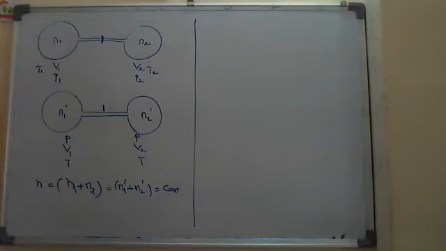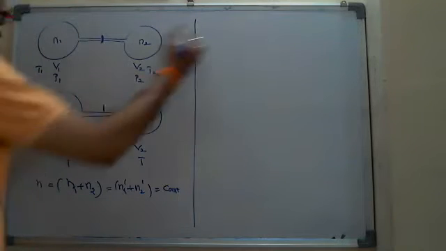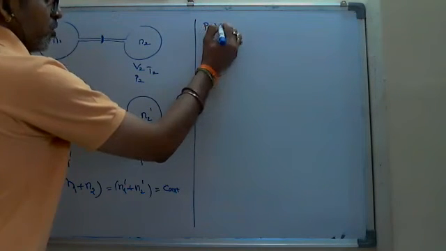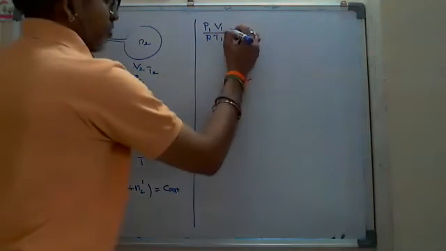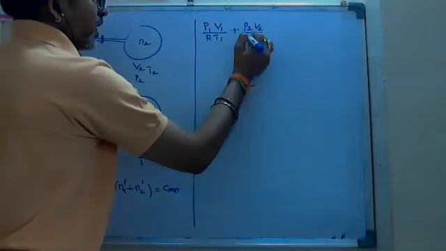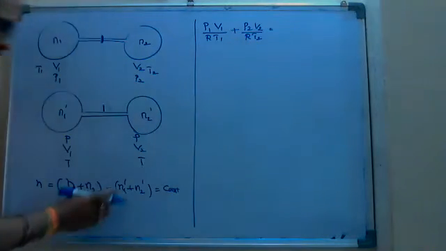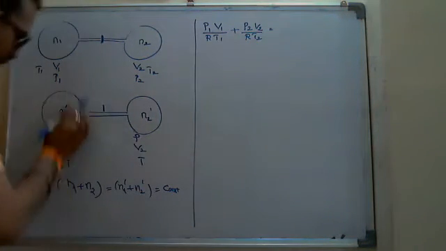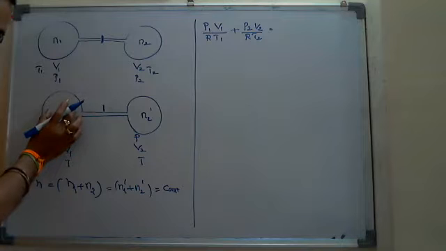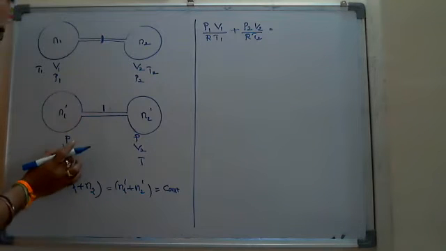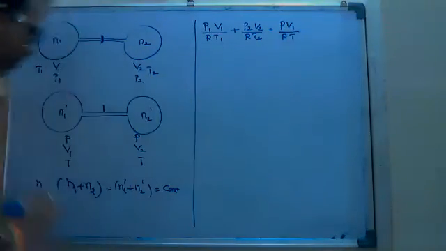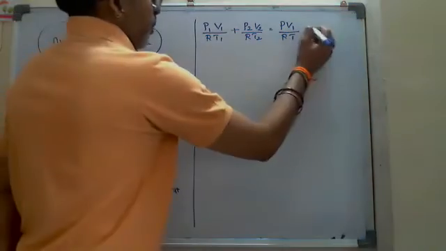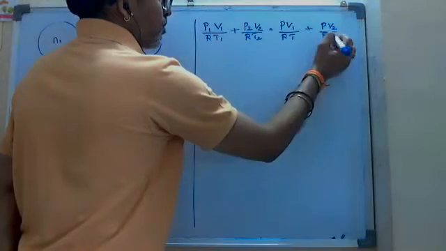So first, using that concept, the number of moles before, using the ideal gas equation PV equals nRT, is P1 V1 by RT1. And in the same way, quickly write here, P2 V2 by RT2. And here I write N1 dash and N2 dash in the first bulb. After opening the valve, the number of moles will be PV1 by RT, and here will be PV2 by RT.